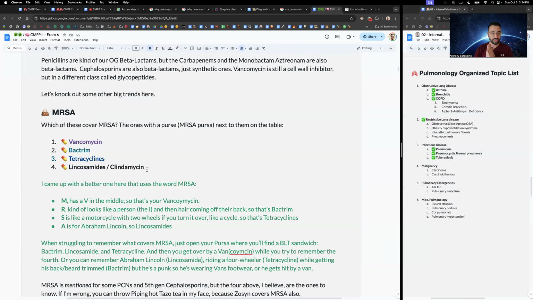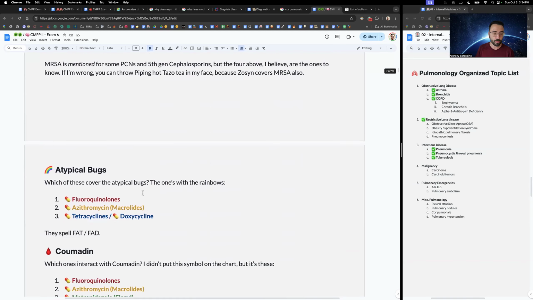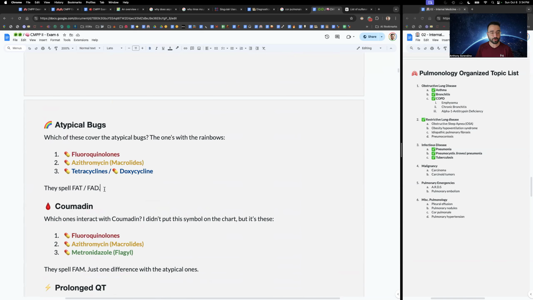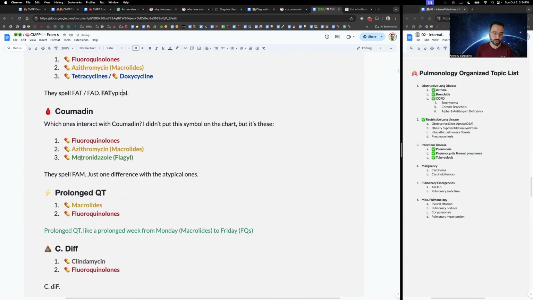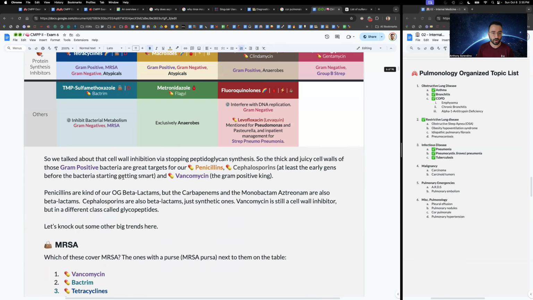I have recalled that in small groups. I've recalled that in the emergency room. Just writing down those quick four letters or thinking about those letters has always helped me. I tried to come up with all these other things, and then FAT or FAD is just something I memorized. So you could even think of fat, fade, atypical. The Coumadin interactions, I don't really care about. Fluoroquinolones and macrolides for prolonged QT. Those for me just stuck after a while.